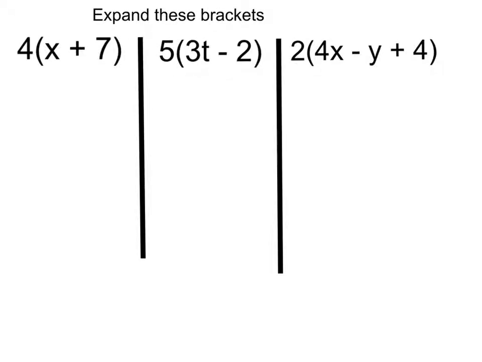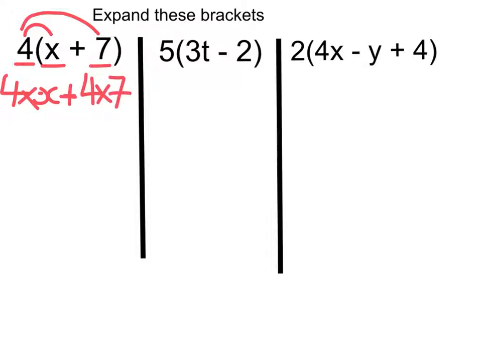Let's expand these brackets. What does expand brackets mean? Well, it means for every term inside a bracket, it's going to be times by the term outside. So this 4 is going to times the x and the 7. And if I was to write that down, that means we would get 4 times x plus 4 times 7. And then simplifying that, doing the multiplying, 4x plus 28.